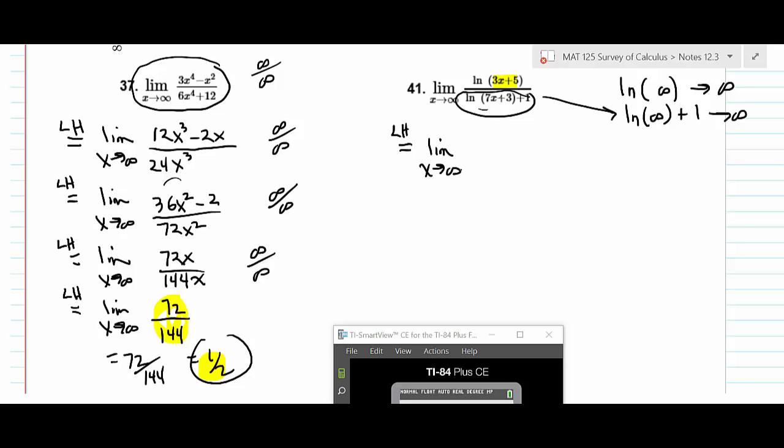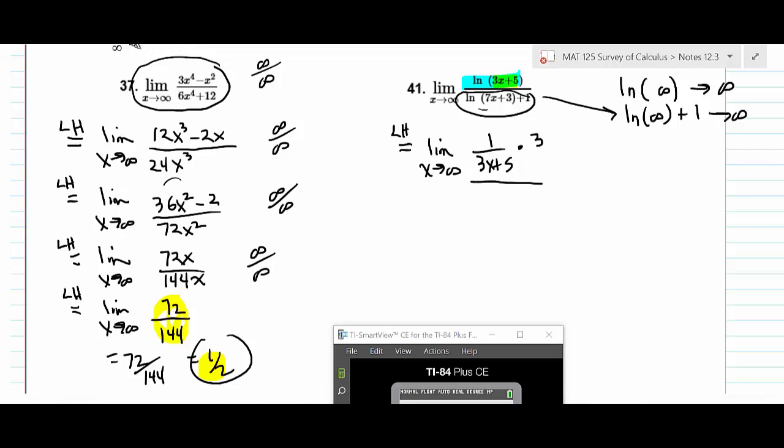That's a chain rule. Okay, so it goes like this. When you do the numerator, its derivative is going to be 1 over 3x plus 5. Remember, the derivative of ln x is 1 over x, but once you change that to ln of something else, you have to do the chain rule. So the derivative of 3x plus 5 is going to be 3. So that's how that goes.